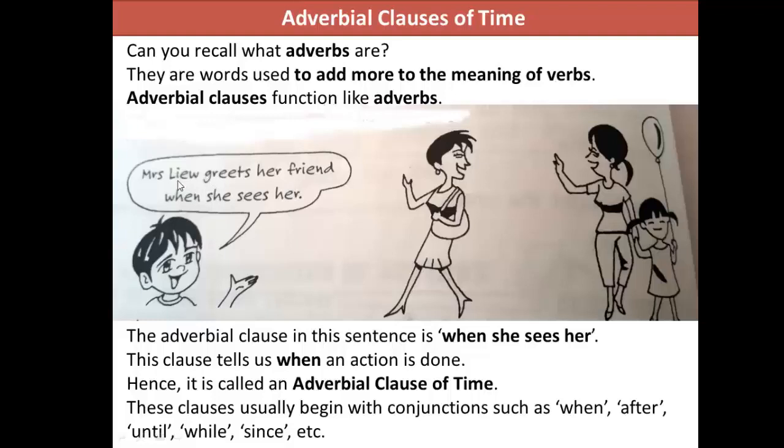So whenever she sees her friend, she always greets her. And when she sees her is an adverbial clause of time, and it adds more to the meaning of the verb greet in this sentence. When she sees her, she greets her. Okay? So when she sees her is an adverbial clause of time.